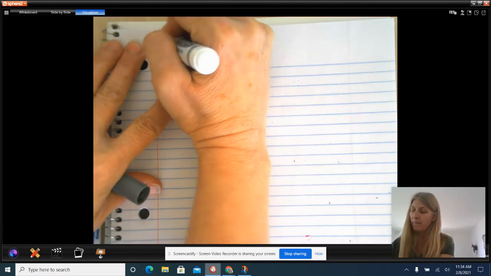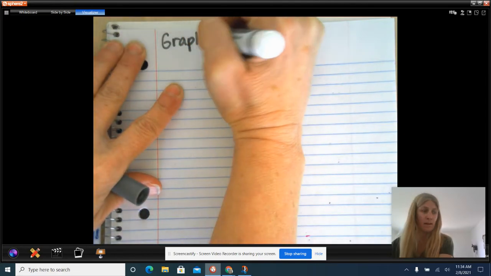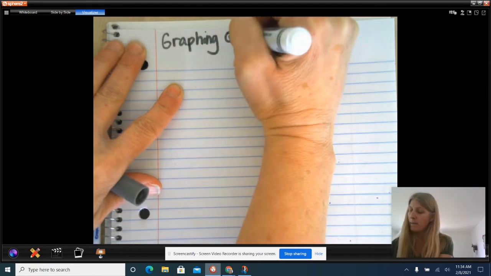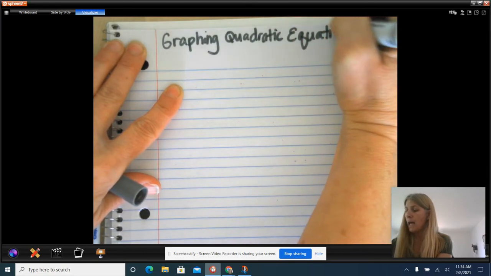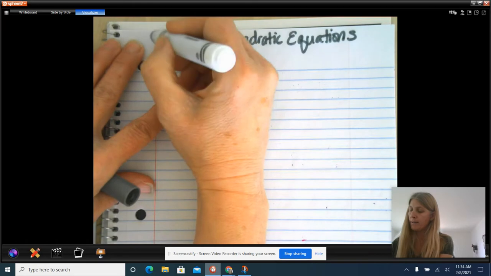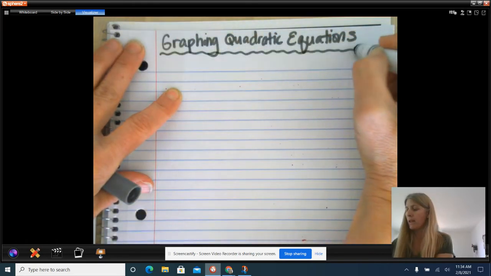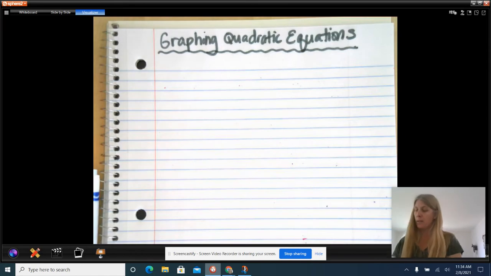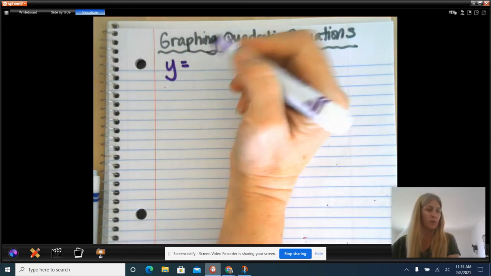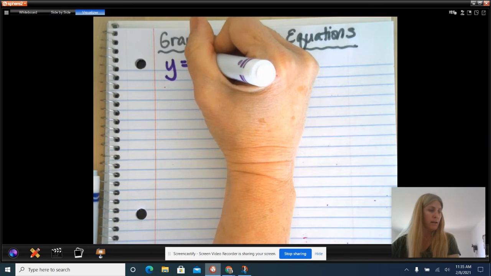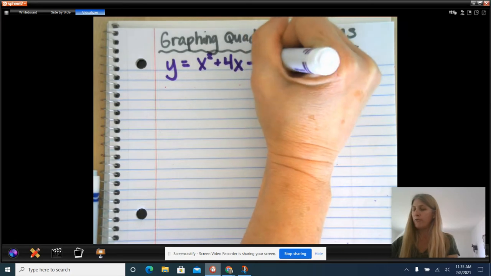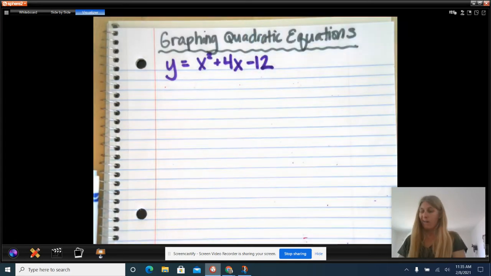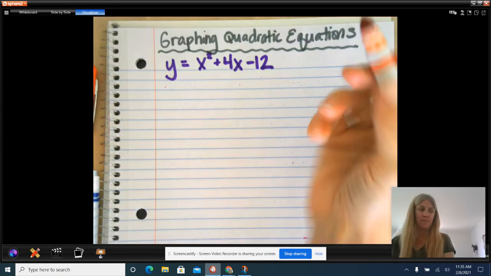Today, like I said, we are going to be graphing quadratic equations. And we're going to walk through the whole process with the equation y is equal to x squared plus 4x minus 12. Okay, there are 8 steps to make this happen.